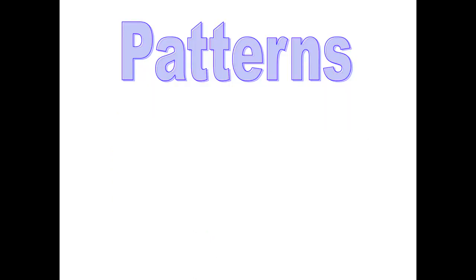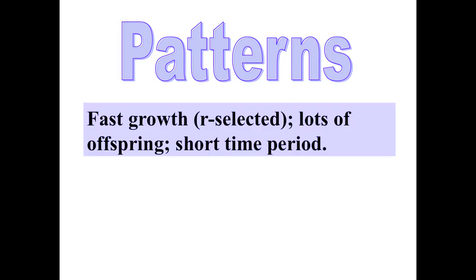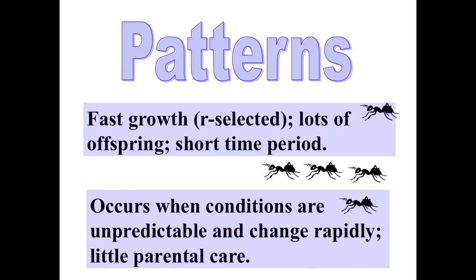We see a couple patterns in the way populations grow. So some species are fast growth species, also considered R-selected species. These types of species tend to have a ton of offspring in a very short time period. So something like insects are a great example. These tend to occur when conditions are unpredictable and change rapidly, so that they can make use of times in the environment when things are really good, when there's a rainstorm and everything's in bloom, for instance.